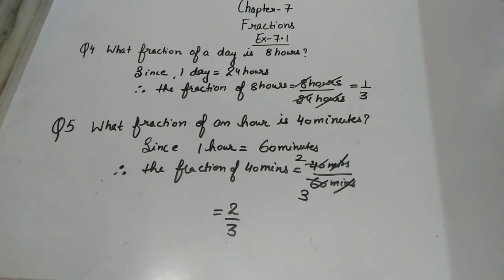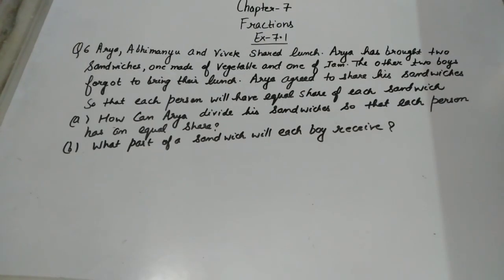Let us move on to question number 6. Question number 6 is: Arya, Abhimanyu and Vivek shared lunch. Arya has brought 2 sandwiches, one made of vegetable and one of jam. So 3 friends are there, Arya, Abhimanyu and Vivek. They shared their lunch and Arya has brought 2 sandwiches. One was made of vegetable and one was made of jam. The other 2 boys forgot to bring their lunch. Arya agreed to share his sandwiches so that each person will have an equal share of each sandwich.